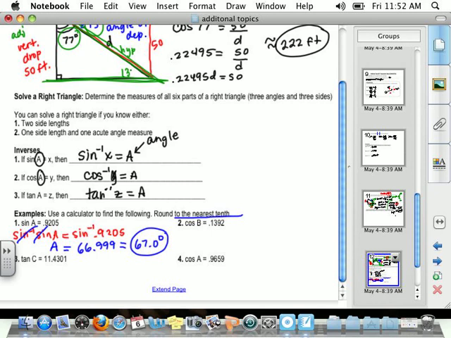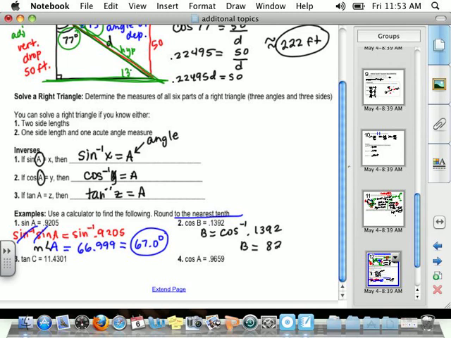you get 66.999. We went to the nearest tenth, so we get 67.0 degrees. Now I'm sure Mr. Sire would want you to be very precise and do measure of angle A, but I don't really care, so you guys can just have A. You're past geometry.